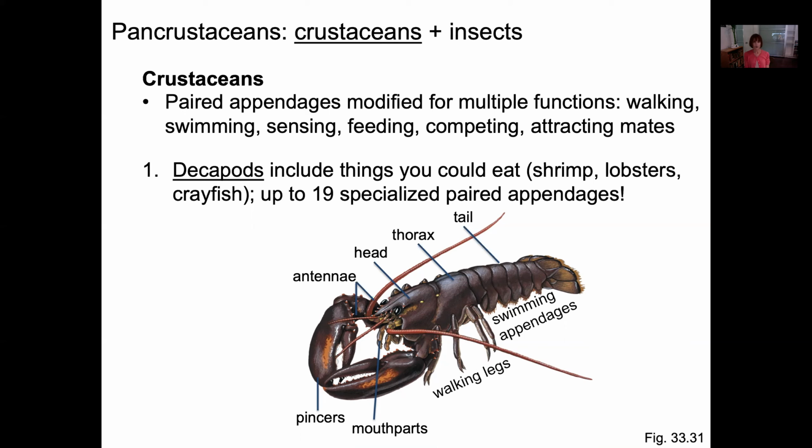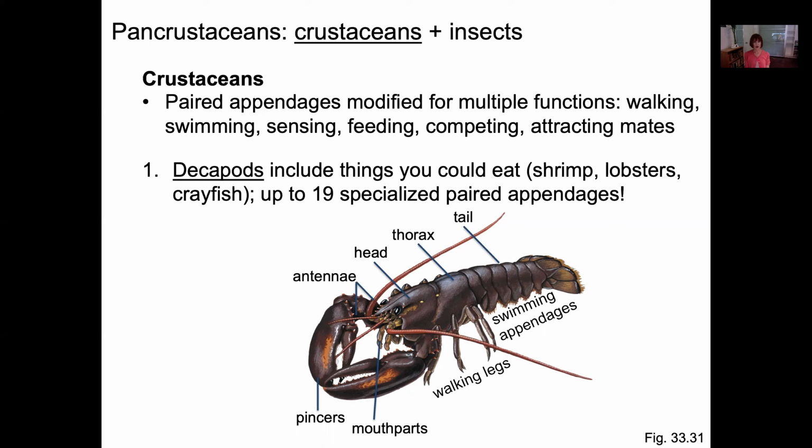So starting with crustaceans, they have these paired appendages that I've already told you about and illustrated with the lobster here that have these multiple functions. And I'm going to tell you about 4 major groups of crustaceans that you should know. And the first one is perhaps the easiest to remember.